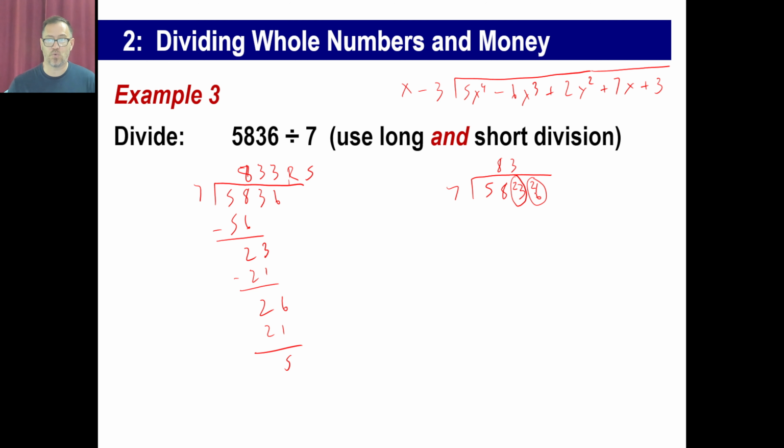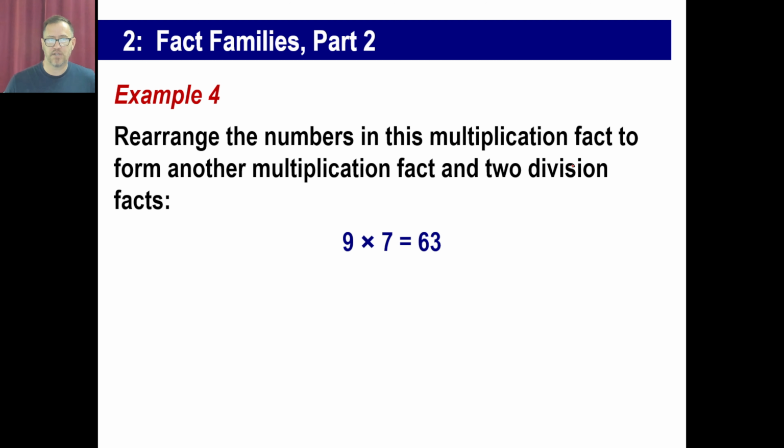All right, 7 into 26 goes, of course, 3 times. And this time, 7 times 3 is 21. So 26 minus 21, there's 5 left over. No more dividing to do. You just go, whoop, there you go, remainder of 5. That's short division. You can do either one of those if you'd like. If you do short division, just try it a couple times, make sure you got it down before you do it permanently. Okay, let's look at example 4.